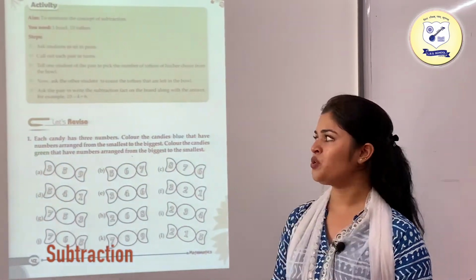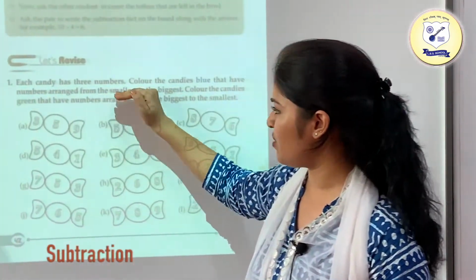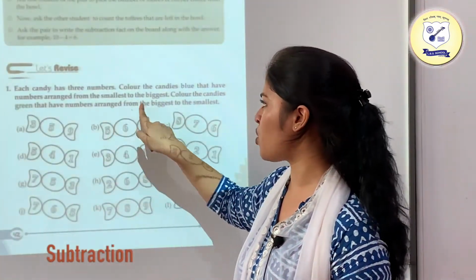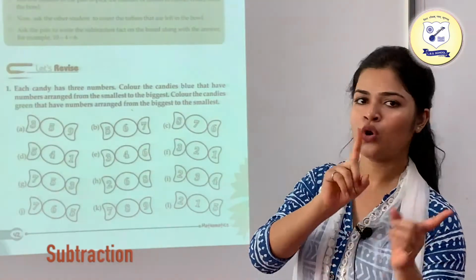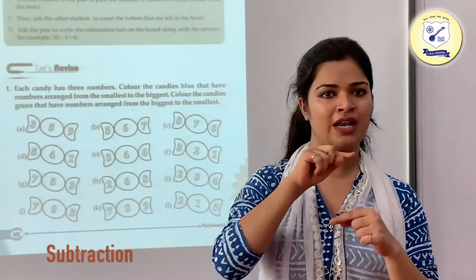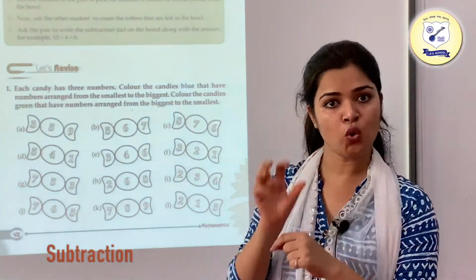Now we are just going to revise what we have learnt till now. Each candy has 3 numbers. Color the candies blue that have numbers arranged from smallest to biggest. I am just doing one for you. You just need to do the remaining by yourself. You just need to color the candy which is having the correct sequence from smallest to biggest.